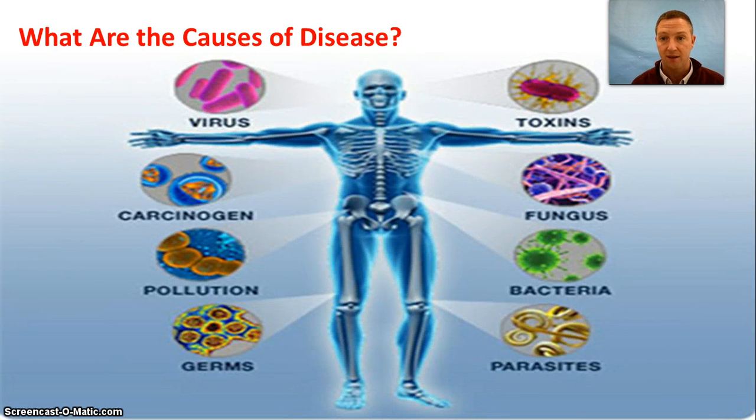Get a nice little picture here. Okay, these are all microorganisms: viruses, germs, bacteria, fungus, parasites. These are all things that we can spread from one to another. Those are environmental things like pollution and carcinogens and toxins. Okay, those can poison us, they can make us sick, and they can cause non-infectious disease.